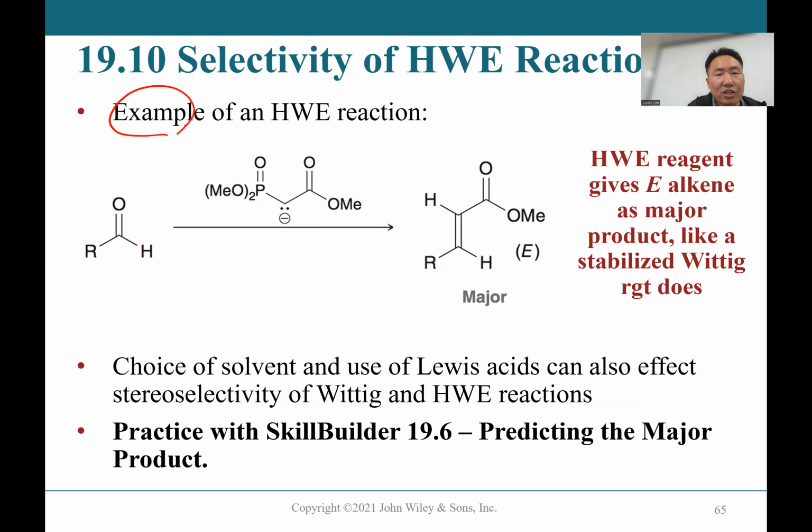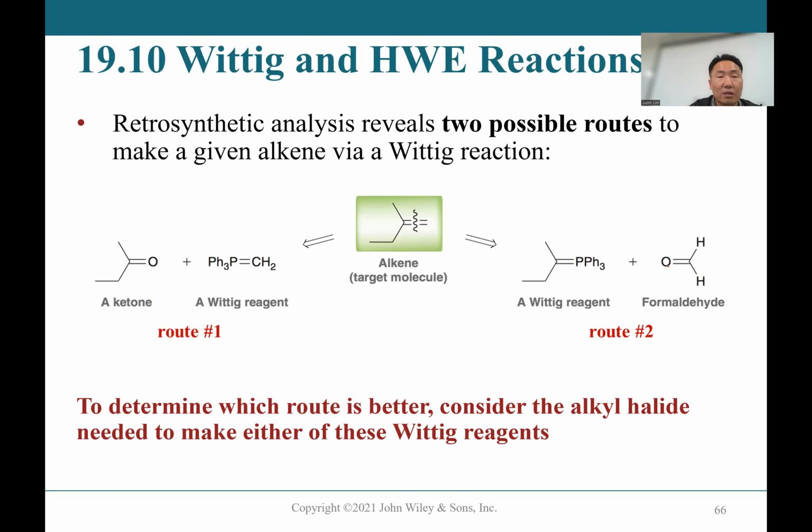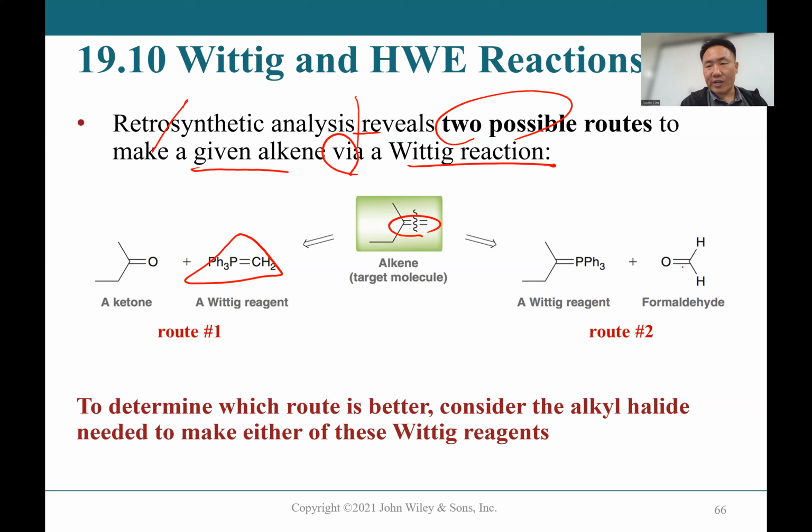Let's check an example of HWE reactions. The HWE reagent gives the E-alkene as a major product, like a stabilized Wittig reagent does. So retrosynthesis analysis reveals two possible routes to make the given alkene, via a Wittig reaction, so by using a Wittig reagent.